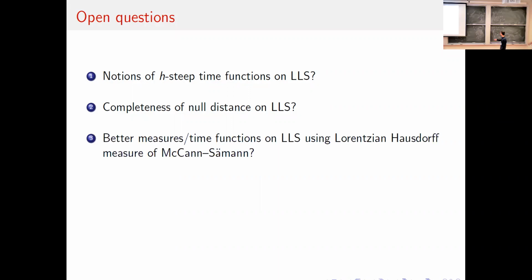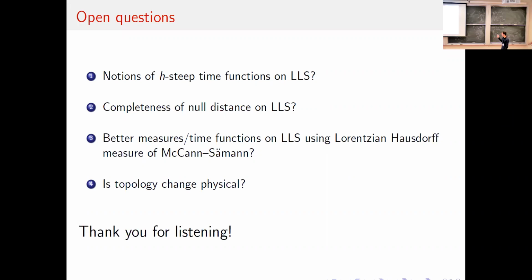Another open question: before, I had this construction with the measures, where I had to do this thickening of the boundary of the past to ensure continuity. But after our paper, there came a paper by McCann and Sämann where they define a notion of Lorentzian Hausdorff measure. It's possible that this measure has the right properties to ensure continuity without this averaging procedure, but I don't know. And since I mentioned topology change, it is my understanding that there's still a debate in the physics community about whether topology change is something we want to consider or not. So I think it's interesting to have more mathematical characterizations of it. And that's it. Thank you for listening.